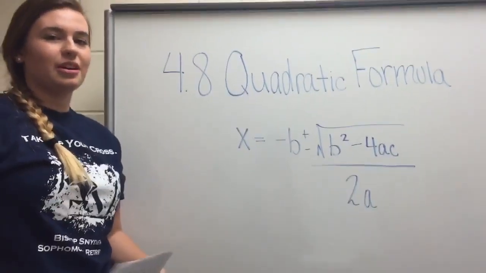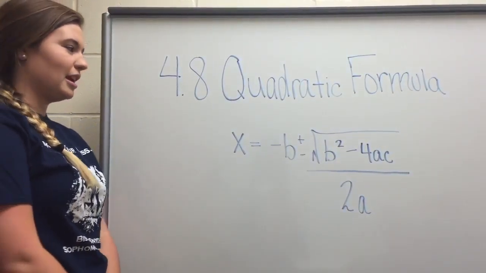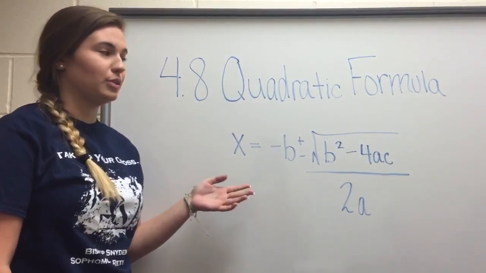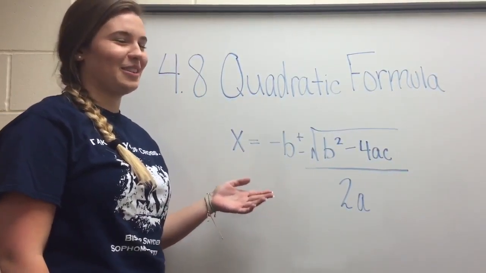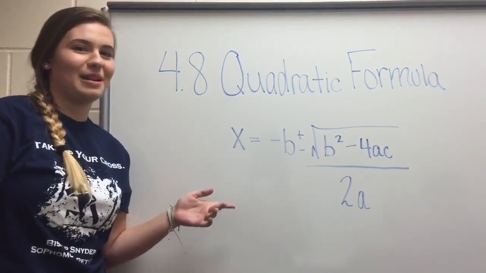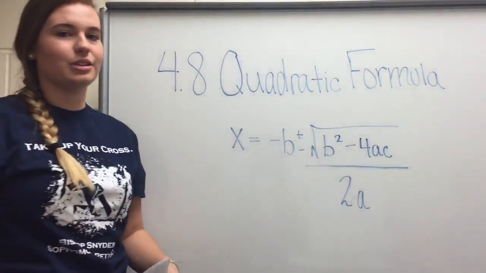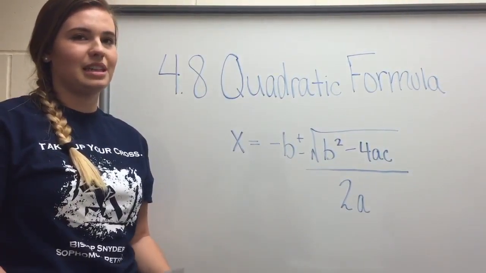Chapter 4.8 is the quadratic formula. The quadratic formula is x equals negative b plus or minus the square root of b squared minus 4ac, divided by 2a. This formula is used to solve the equation ax squared plus bx plus c equals 0.